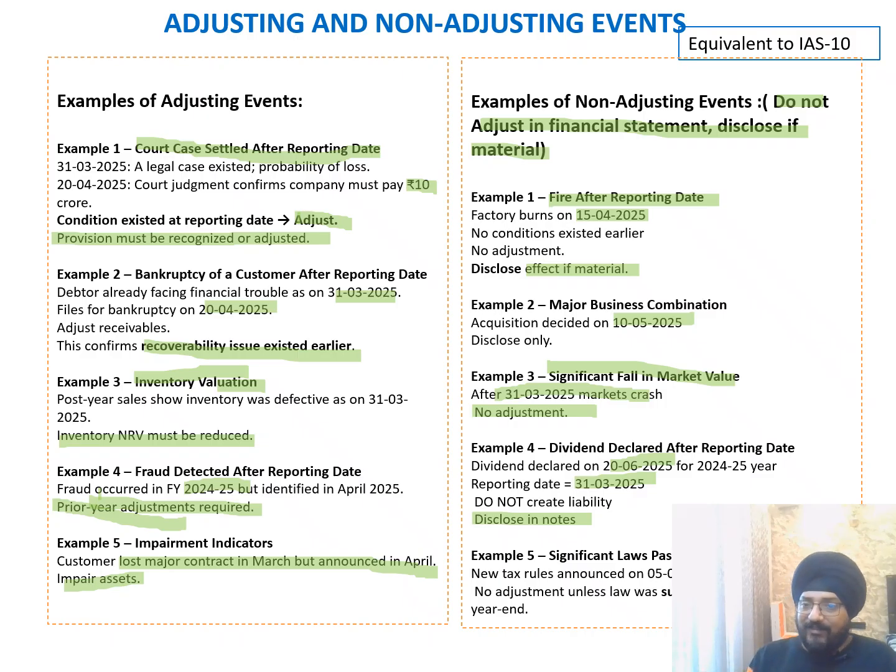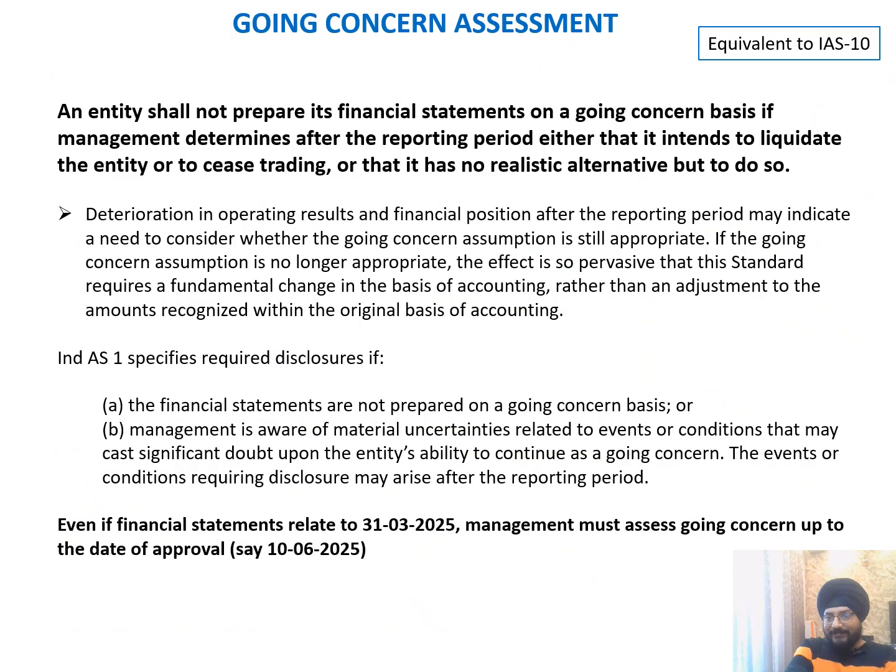So I think with this, we now have clarity on whether an event is adjusting or non-adjusting and how we have to treat those adjusting and non-adjusting events. So we'll quickly move to the next slide then. Okay. Now we'll talk about another critical and most important aspect of IND AS 10, which is the impact on the going concern assessment.